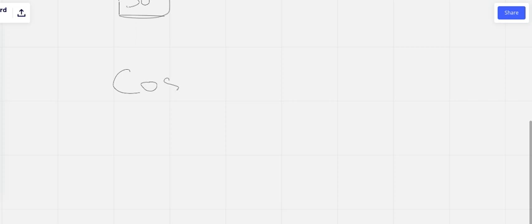What is the cosine inverse of... oh, actually, no. Cosine inverse of root 3 over 2. With the unit circle you just learned, we know cosine of 30 degrees is root 3 over 2. Okay, so now let's do some harder questions.